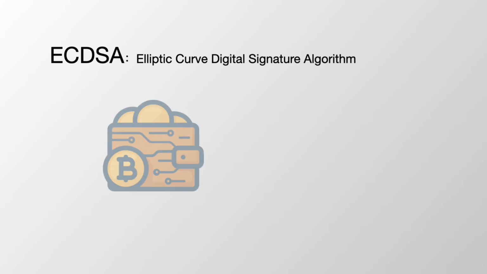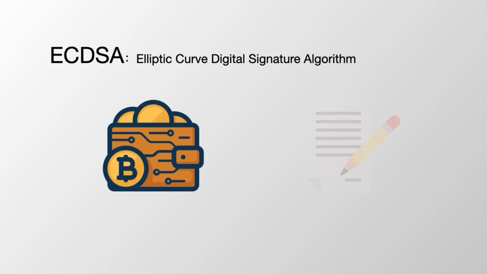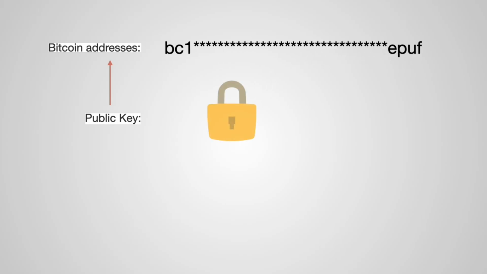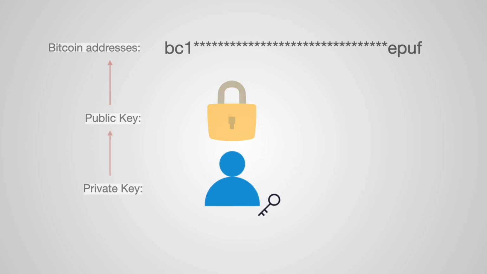The Elliptic Curve Digital Signature Algorithm is used in Bitcoin for securing wallet addresses and signing transactions. Bitcoin addresses are derived from public keys, which are generated using ECDSA. The private key is kept secret by the user, while the public key is derived from the private key through elliptic curve cryptography. The public key is then hashed and encoded to create the Bitcoin address.